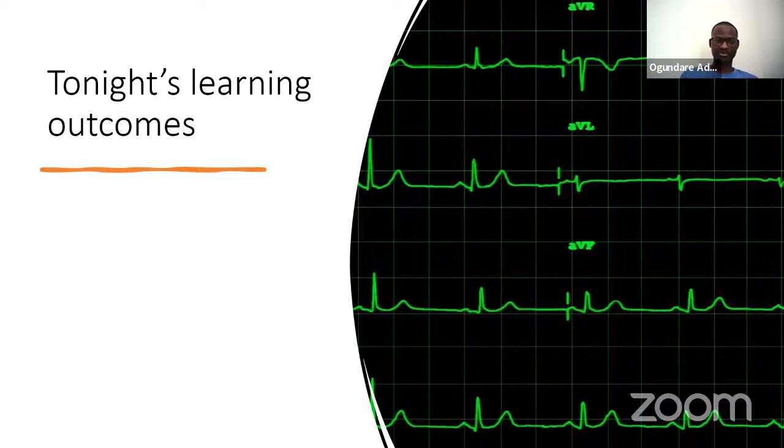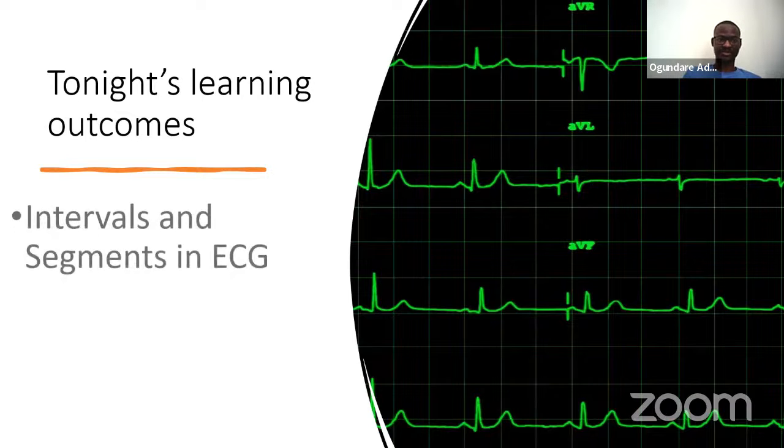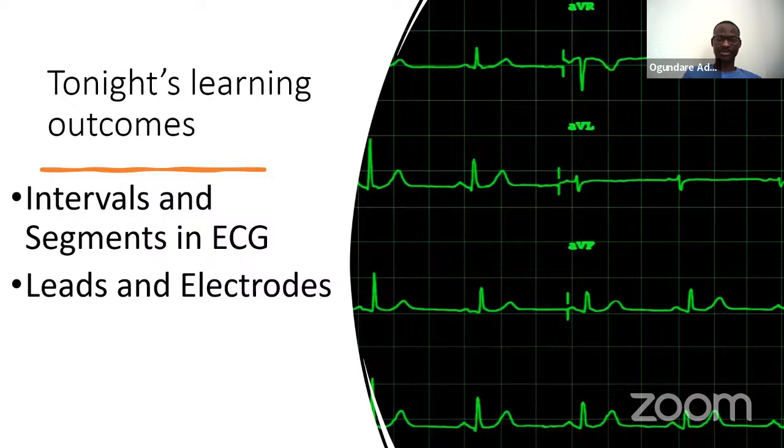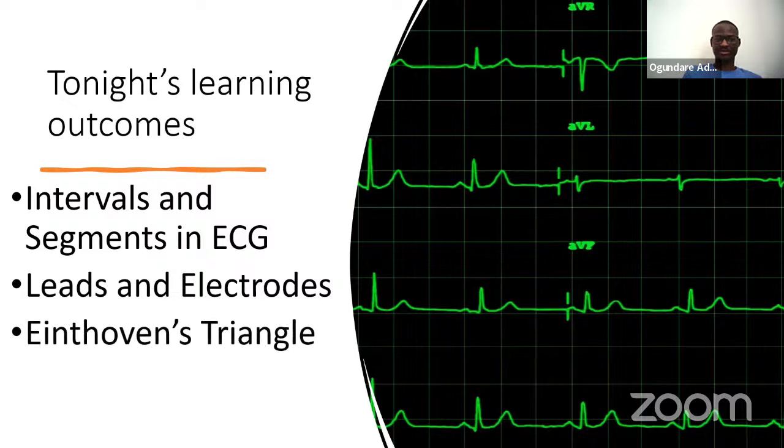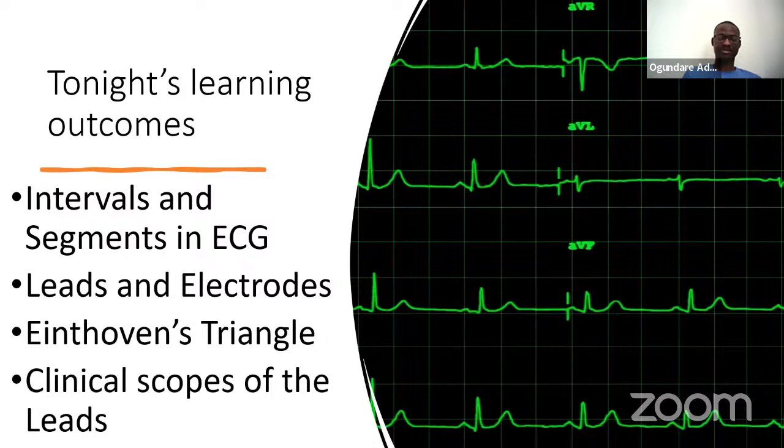So tonight I'll be talking us through the intervals and the segments in the ECG. You might have been hearing a lot of intervals and segments in the ECG. Then I'll be discussing the leads and electrodes as well. We'll be talking about Einthoven's triangle. And if time permits, I can talk us through the clinical scopes of the leads.